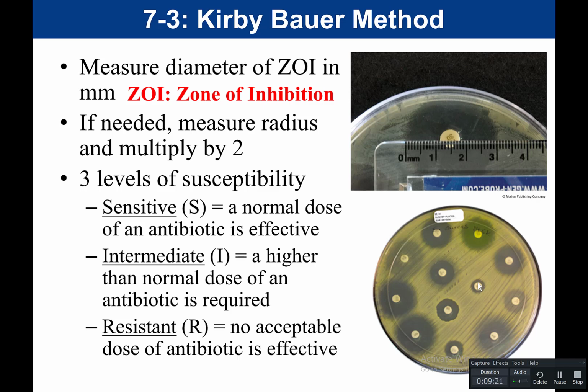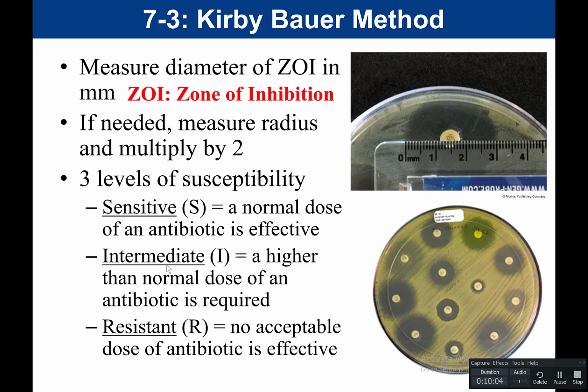Now, in between sensitive and resistant, we have what's referred to as an intermediate. Now, if we say that a drug has intermediate susceptibility, it means that a higher than normal dose of an antibiotic is required. So again, it's like in the middle. It's not sensitive, it's not resistant, it's somewhere in between, and it's somewhat effective, but you would need to give your patient a higher than normal dose. You might need to increase the dosage itself. You might need to extend the length of the treatment, but a higher than normal dose of the antibiotic would be required.